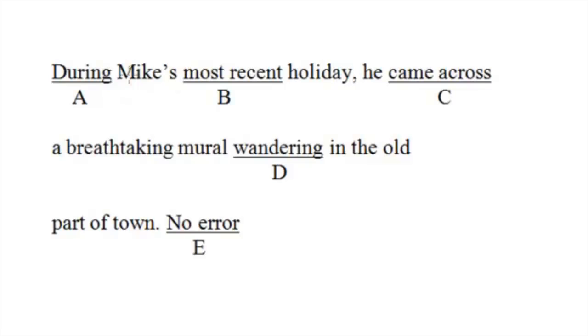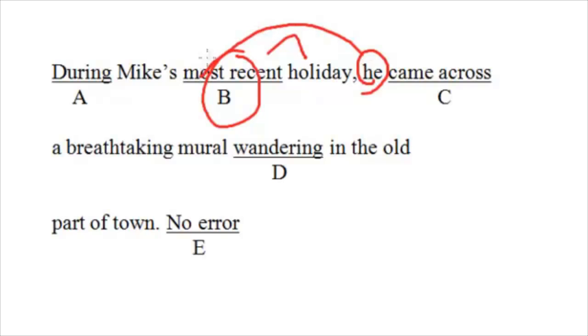So during Mike's most recent holiday, most recent is modifying holiday. Then he came across, and who is he referring to? Mike. He came across, the idiom came across is not wrong. This prepositional phrase, I think a lot of people want to force an error, but there's nothing wrong. Mural is a wall painting. Type in mural in Google and you'll find a bunch. Maybe some of them you've seen.